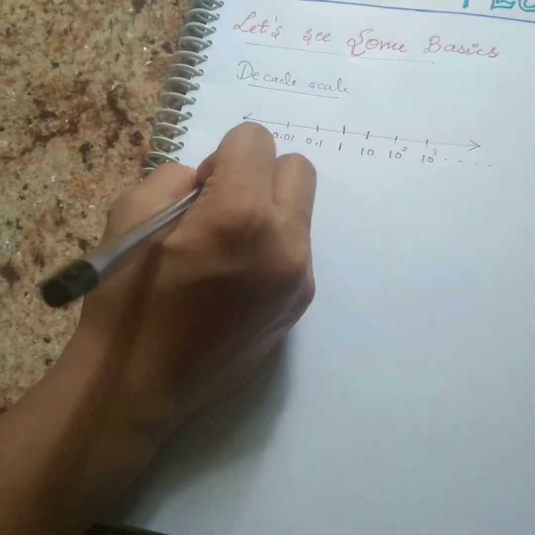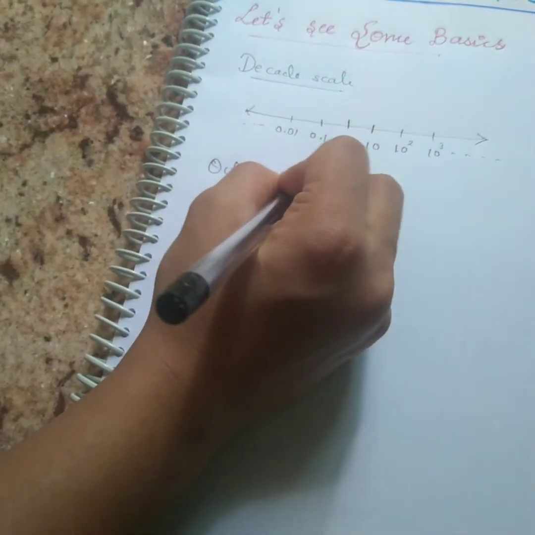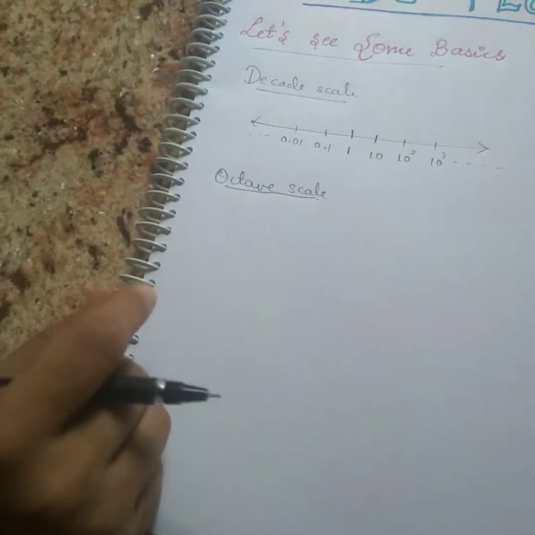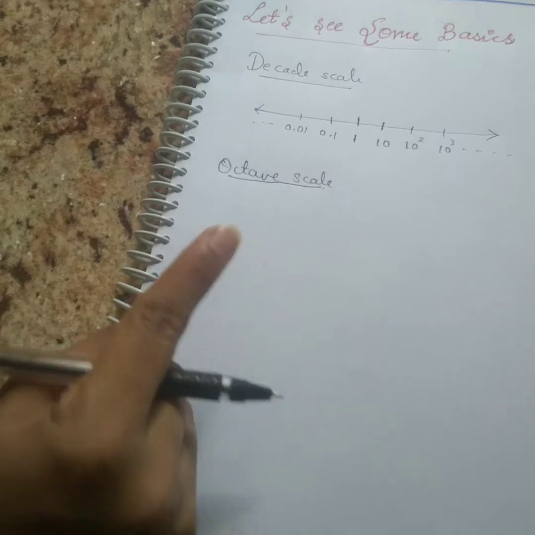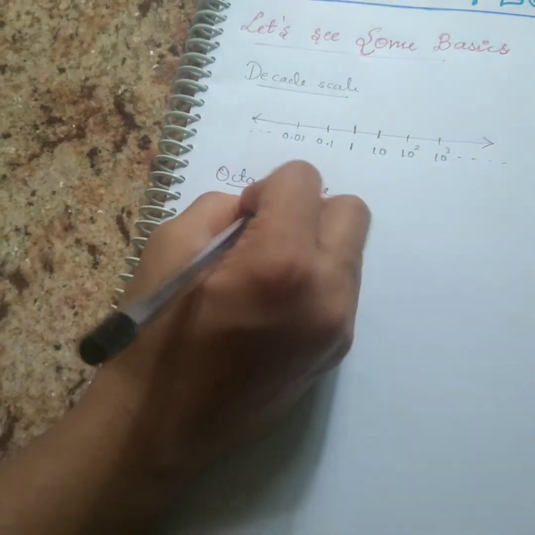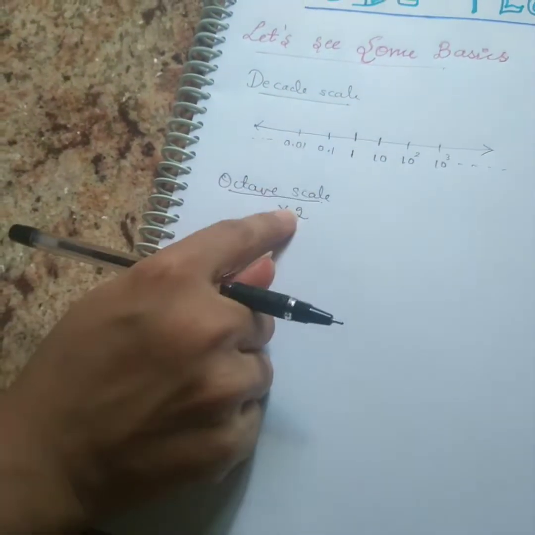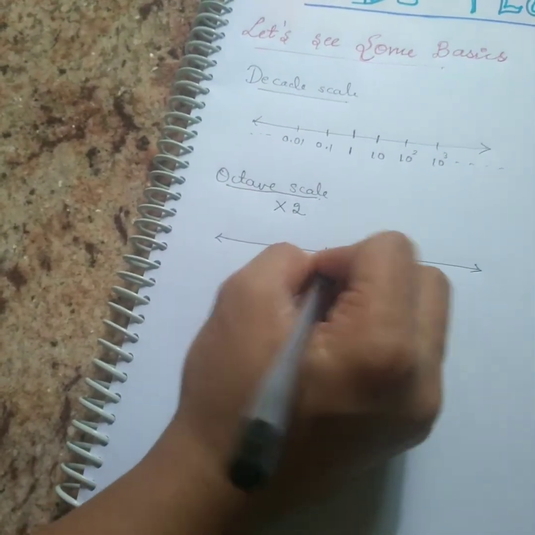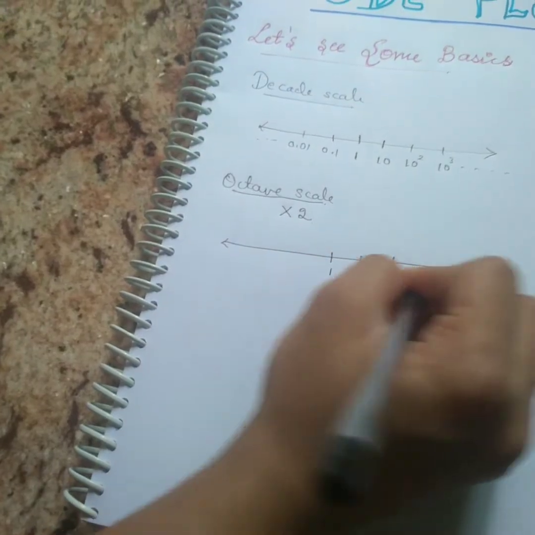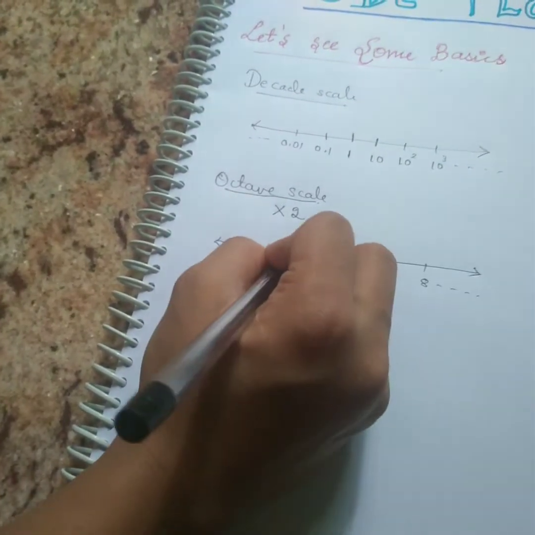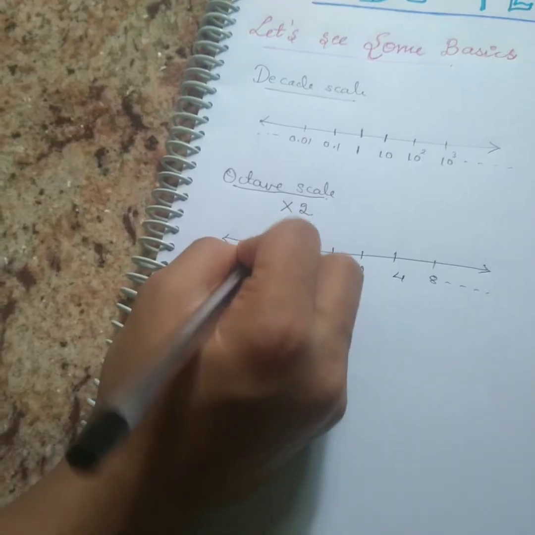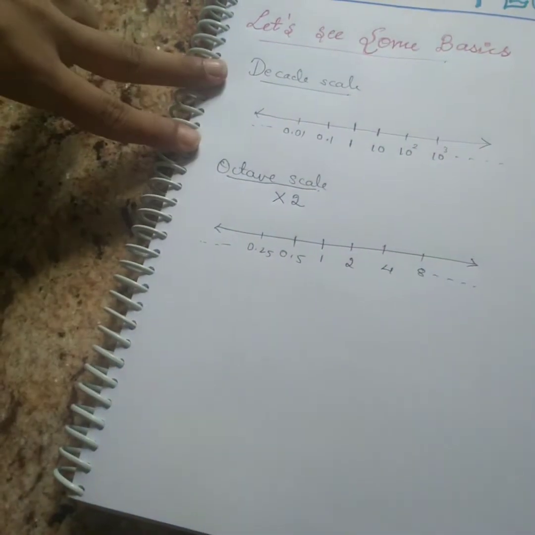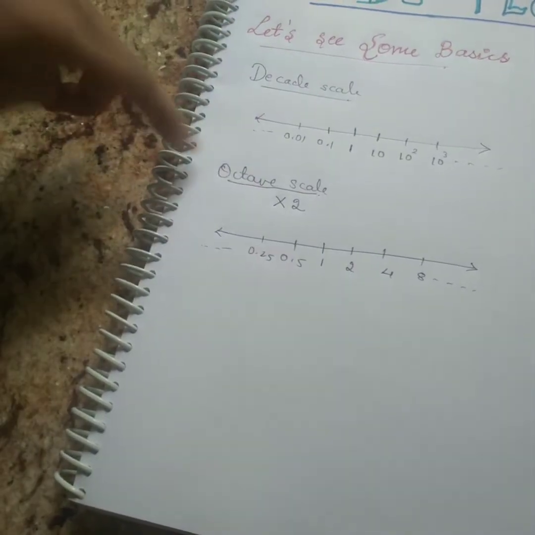Next comes the octave scale. Octave scale, don't confuse this with the octet scale. Octet scale is always in the powers of 2, but octave scale is in multiplication of 2. This is into 2. So if you represent it on the x-axis, it is 1, 2, 4, 8 and so on. And here it is 0.5, 0.25 and so on. Now how to convert this decade into octave or octave into decade?